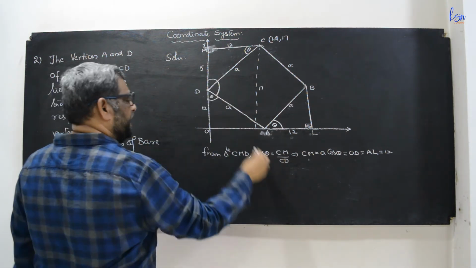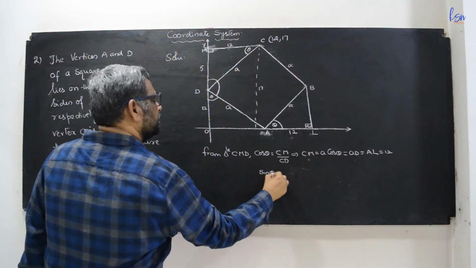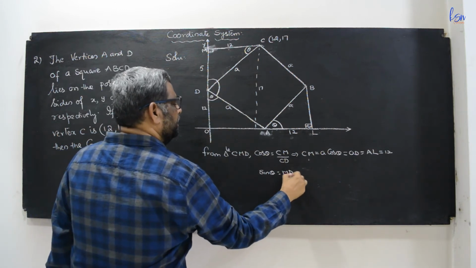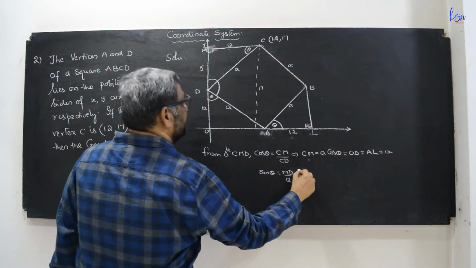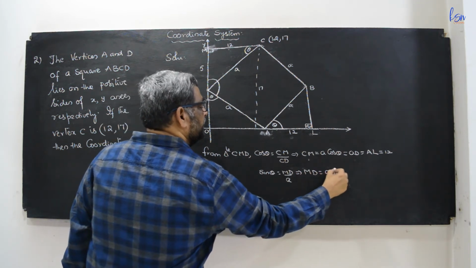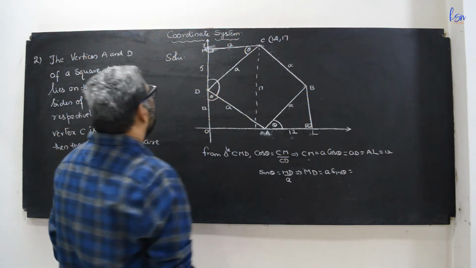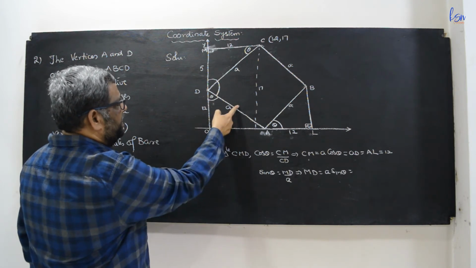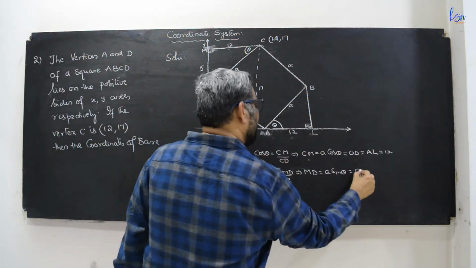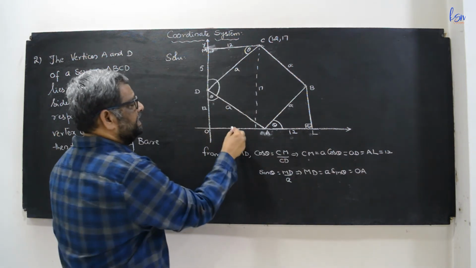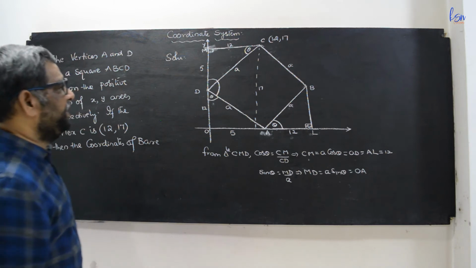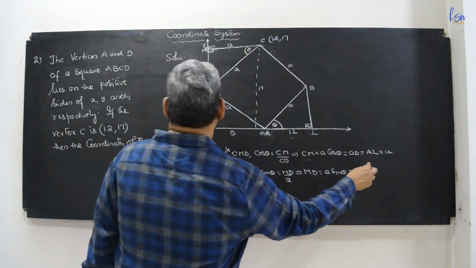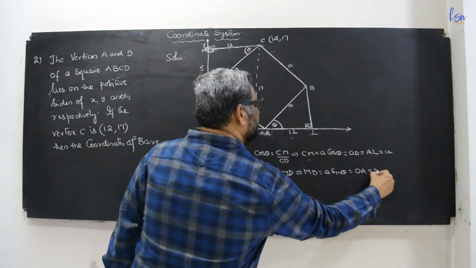Now from this triangle, if you take sin theta is equal to MD by A, implies MD is equal to A sin theta. From this triangle, if you consider sin theta equals OA by A, so OA is equal to A sin theta. This is the same as OA. Therefore, this is 5 units. Now here, sin theta is OA. OA is equal to MD. MD is equal to 5 units.